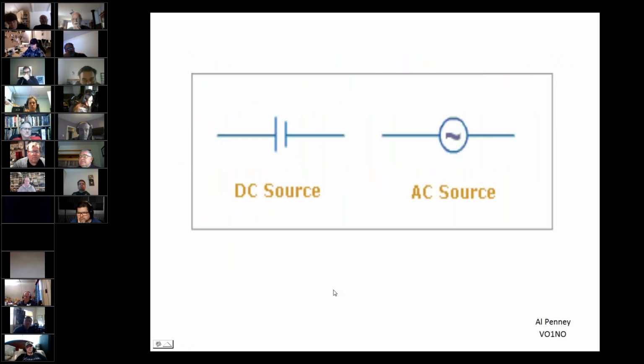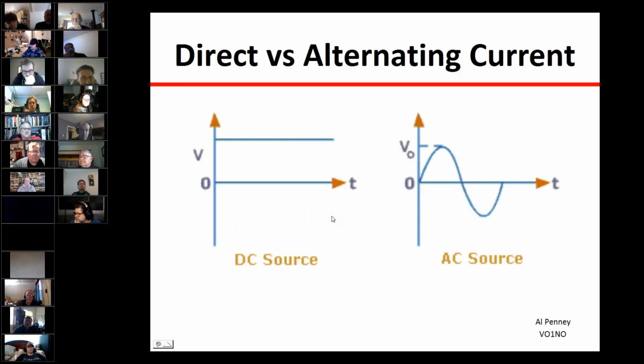Okay. So the symbol for a battery, a DC source, and the symbol for an AC source, that's supposed to be a sine wave in there. Didn't come out very well. Once again, we've got our voltage and time. Direct current is just a straight voltage, doesn't alter. In an alternating current source, the voltage is positive, goes down to 0, negative, up to 0, and that'll carry on.